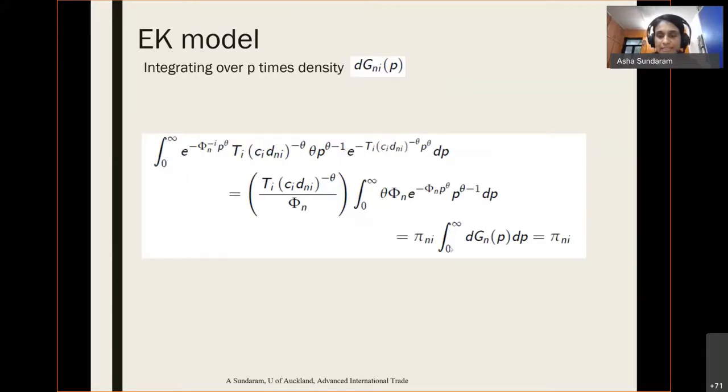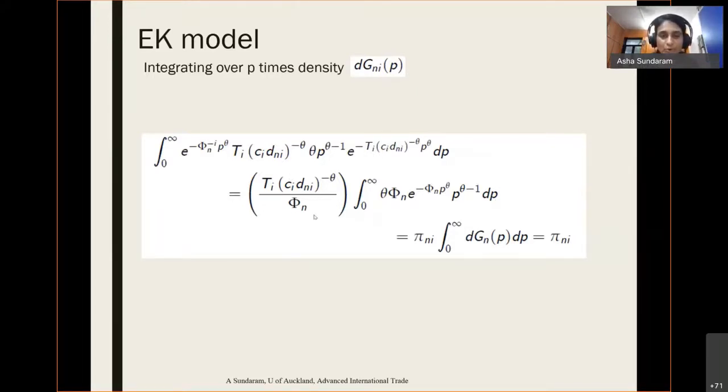And what is the integral of dG_n of P dP? Note that dG_n is just the density function, right? So what happens when you integrate over the density function? You're going to get 1, right? So this expression, the entire thing inside the integral, boils down to 1. And so ultimately, you're just left with this term inside the bracket.